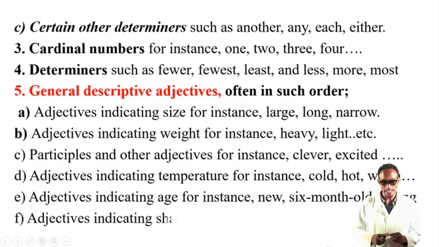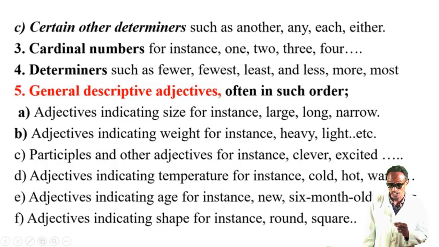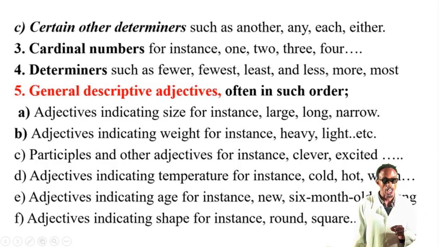Look, this new is an adjective which indicates age. At the same time, in 6 months old, six is, as we have seen, a cardinal number. And young or old are again adjectives indicating age.